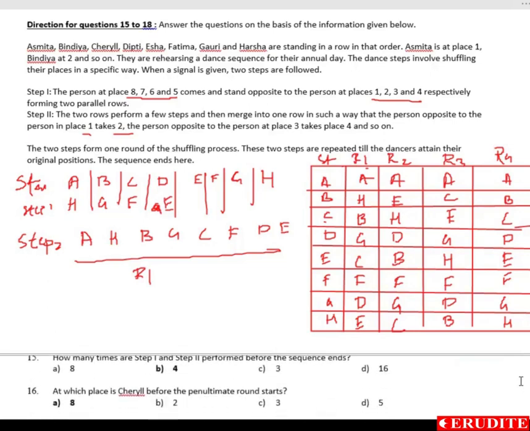At which place was Cheryl before the penultimate round starts? Penultimate round means round 3. So before round 3 starts, that means end of round 2, Cheryl was at 8th position. Option A. Okay. Next.